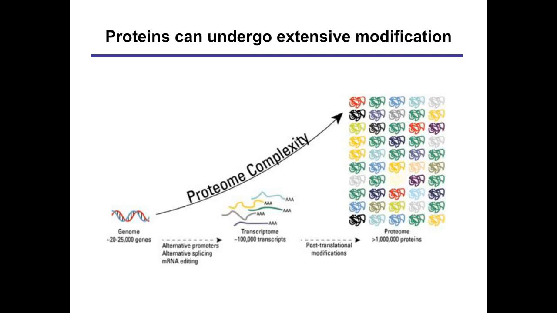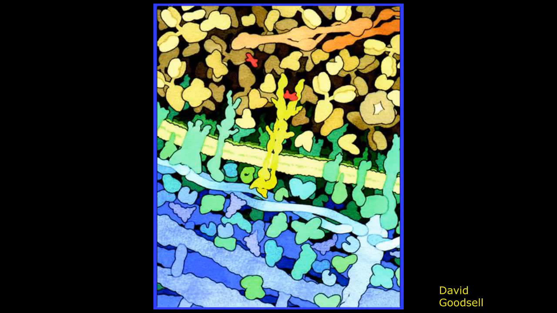So proteins can undergo extensive modification. If you just start with our genome that has about 20,000 genes in it, those can be alternatively transcribed and spliced into different mRNAs, which can then be translated alternatively and modified alternatively, and it leads to high complexity of proteins. It requires a variety of complex tools to understand the systems when they're working, and then also to try to understand how they go wrong.